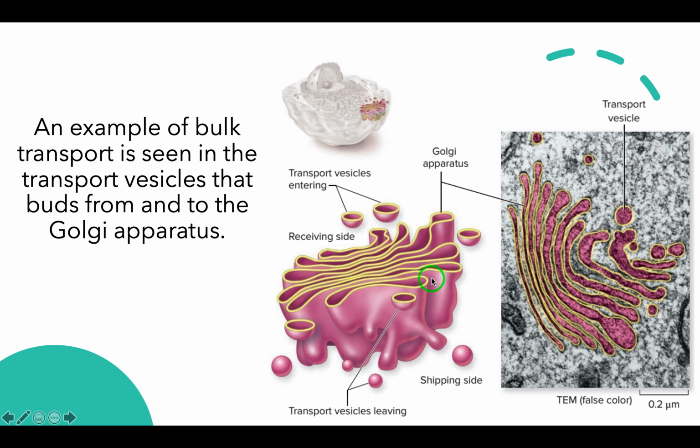An example of bulk transport is seen in the transport vesicles that bud from and to the Golgi apparatus. There are two sides of the Golgi bodies, the receiving side and the shipping side. The receiving side of the Golgi apparatus is an example of endocytosis because it takes in the materials given by the endoplasmic reticulum. On the other hand, exocytosis can be seen on the shipping side of the Golgi.